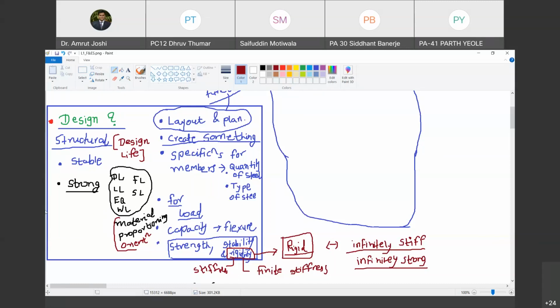Did you talk about reinforcement? Pardon? Reinforcement. So did you design the reinforcement for moment and shear force, or did you design it for making it stiff? You designed it for moment and shear, carrying shear force, right?